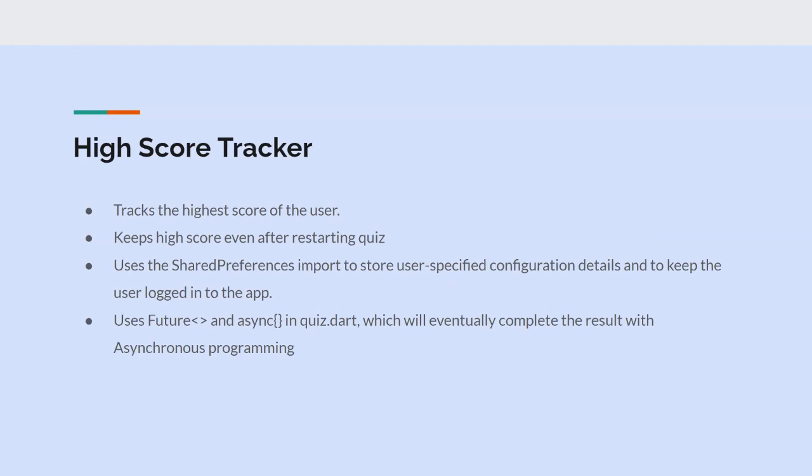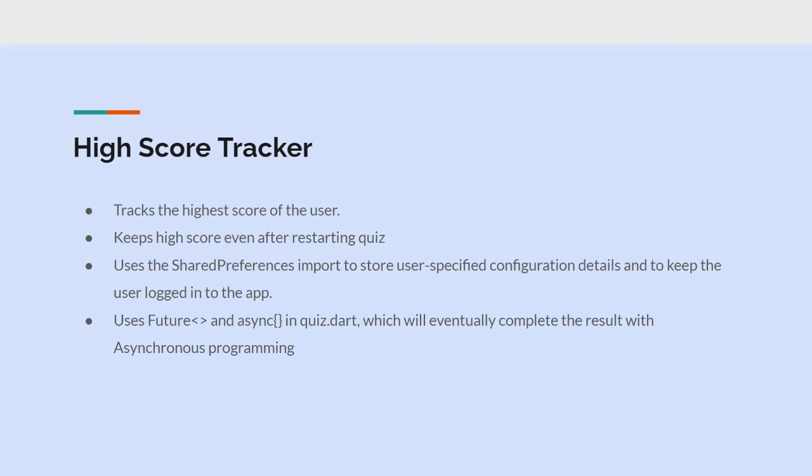The second upgrade on this application is a high score tracker, which tracks the highest score of the user, and it keeps the high score even after restarting the quiz. It uses the shared preferences import to store user specified configuration details and to keep the user logged into the app. It uses a Future class and an async in the quiz file, which will eventually complete the result with asynchronous programming.